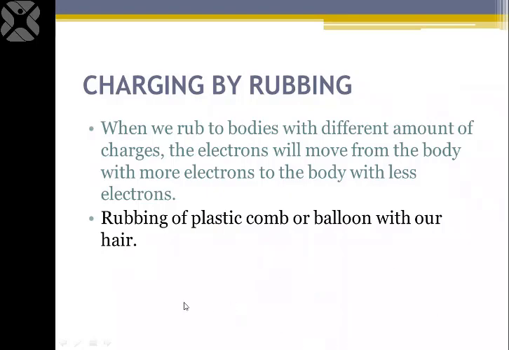The common example is rubbing a plastic comb or balloon with our hair. So the plastic comb or balloon is negatively charged, and when they are rubbed with our hair, the electrons are transferred to our hair.